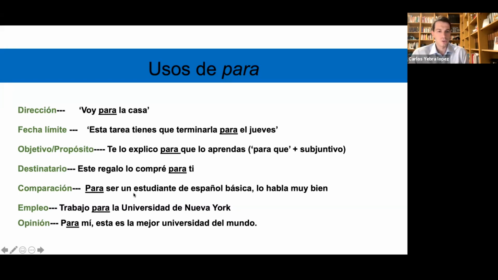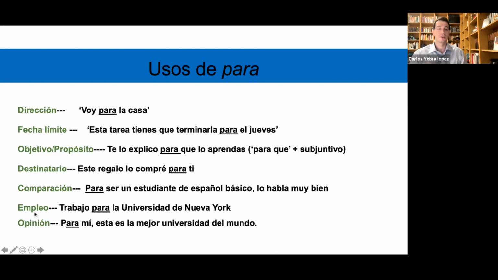We also use para to speak of recipients, destinatarios. So we can say, for instance, este regalo lo compré para ti. You know what that means? It means this gift, I bought it for you. Para ti, for you. You are the recipient of that. We also use para for comparisons, comparación. So for instance, para ser un estudiante de español básico, lo habla muy bien. Meaning, for a student of basic elementary Spanish, he speaks it really well.